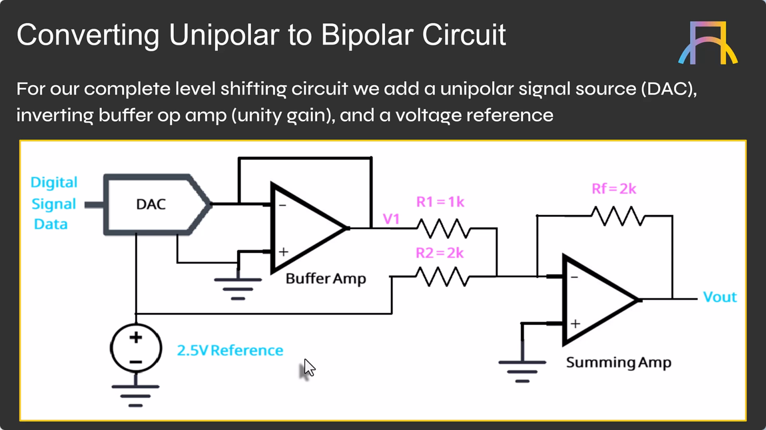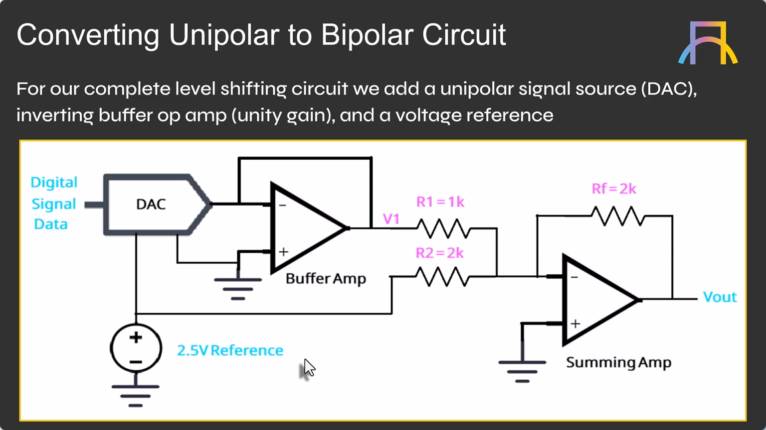And you can see this DAC is referenced to ground, so it's a unipolar output DAC. Then we add a buffer amplifier. So this is just a unity gain amplifier, or an amplifier with a gain of 1. It's an inverting configuration. So whatever the DAC outputs, let's say it's 2.5 volts, at the output of the buffer amp you're going to get negative 2.5 volts. And you can see I have that node labeled as V1.